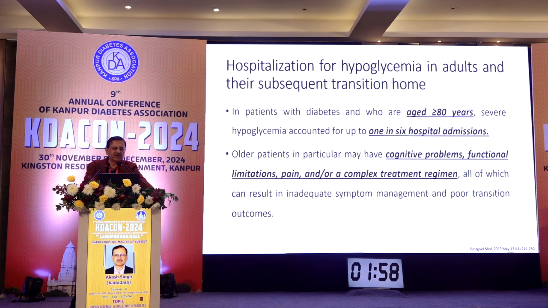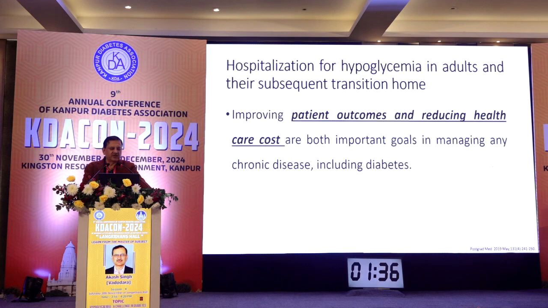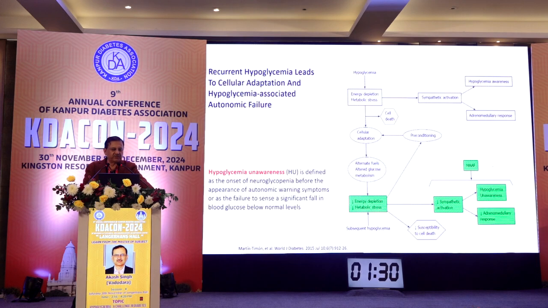Hospitalization for hypoglycemia in adults and their subsequent transition home: in patients with diabetes aged more than 80 years, severe hypoglycemia accounts for 1 in 6 hospital admissions. Older patients may have cognitive problems, functional limitations, pain, and complex treatment regimens, all of which can result in inadequate symptom management and poor transition outcomes. So improving patient outcomes and reducing healthcare costs are both important goals in managing any chronic disease, including diabetes.